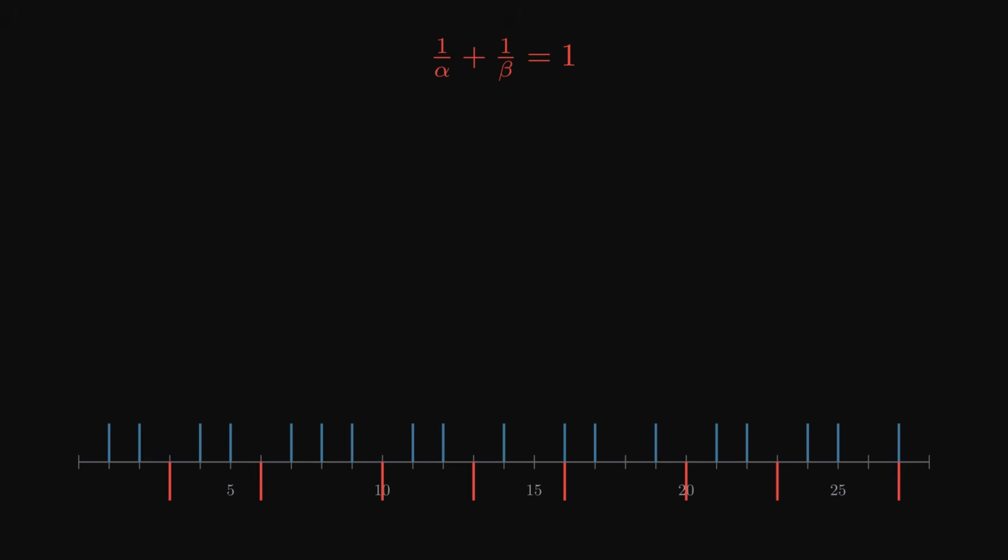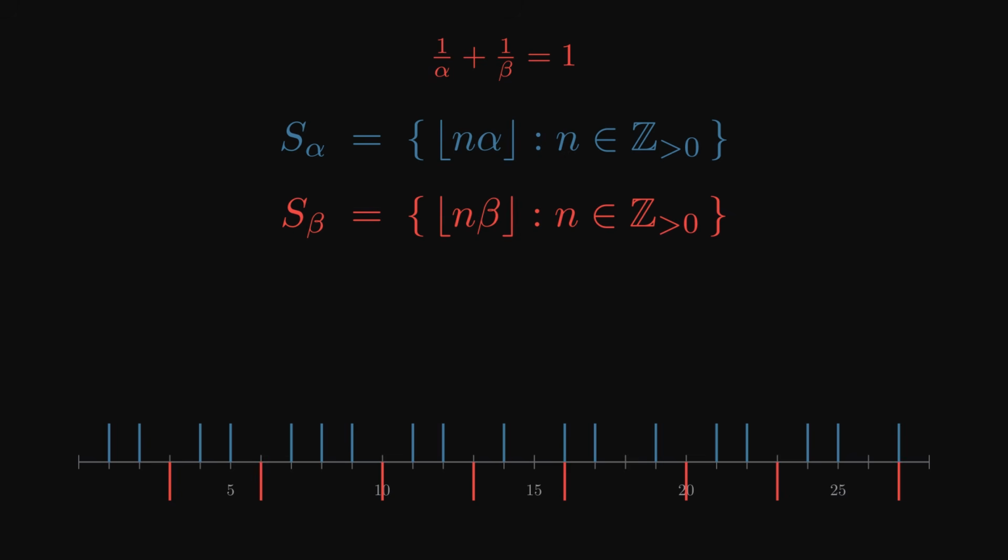Now we form two sequences, one indexed by alpha and one by beta. The alpha sequence is S sub alpha equals the set of floor of n times alpha for n in the positive integers. The beta sequence is S sub beta, the set of floor of n times beta for n in the positive integers. Floor just means round down. Floor of 2.7 equals 2. Floor of 1.1 equals 1. Floor of an integer equals itself, but since alpha and beta are irrational, n times alpha is never an integer for n positive, so we don't worry about that case.